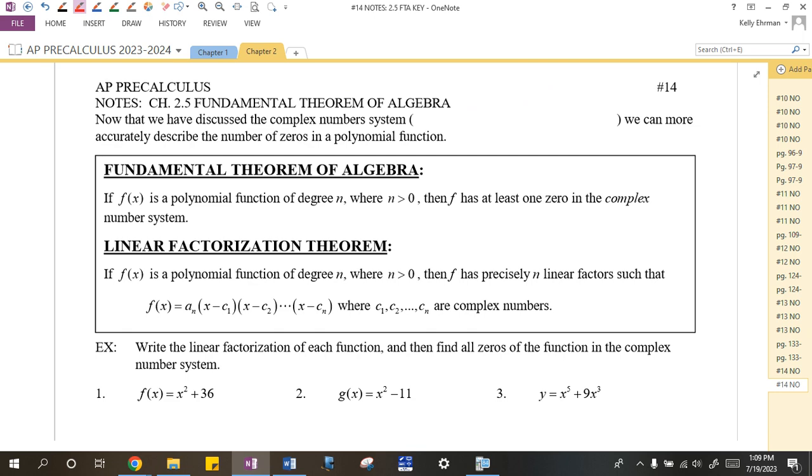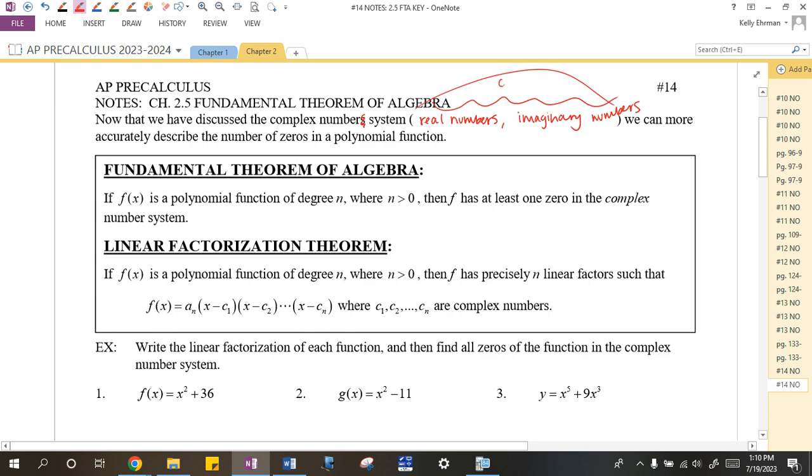So now that we have discussed the complex number system, and reminder, the complex number system is the big umbrella. All of the numbers that we work with are in the complex number system. So this includes all the real numbers as well as all of the imaginary numbers. So that's the big umbrella that complex numbers cover.